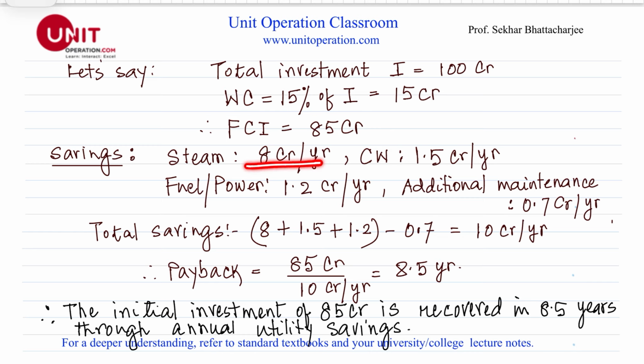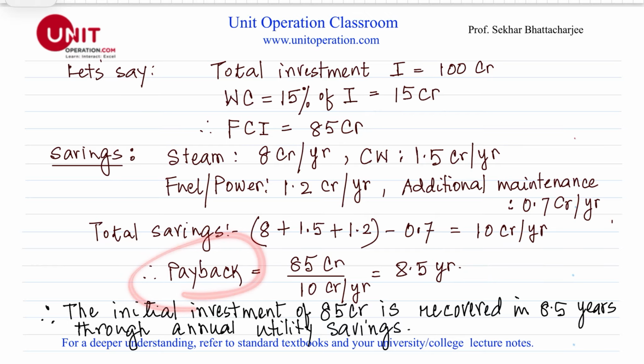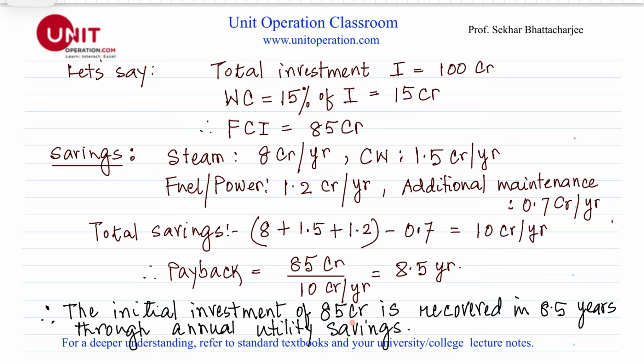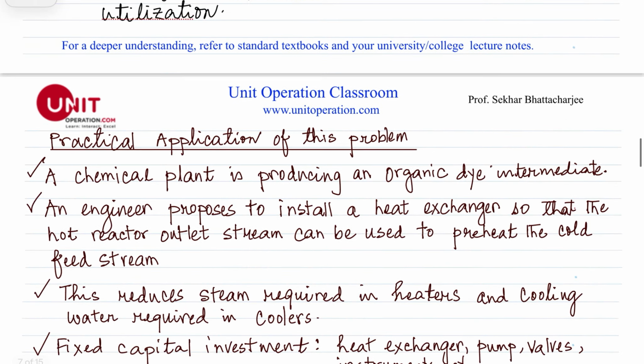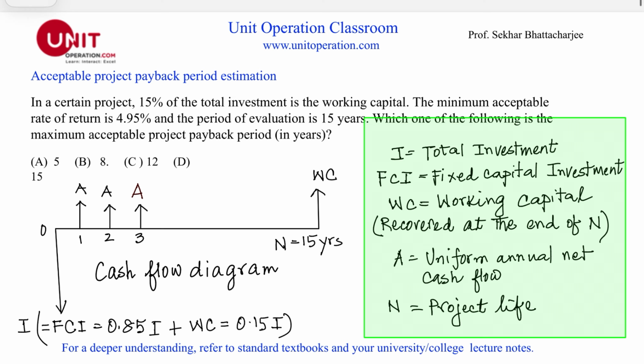Let's say the steam saving would be 8 crore per year. Cooling water savings would be 1.5 crore per year. Fuel power saving is 1.2 crore per year, but we have to add additional maintenance for maintaining that heat exchanger, which is 0.7 crore per year. So the total saving would be this minus this, because that's what we have to spend: 10 crore per year. So the payback would be 85 crores divided by 10 crores per year, that's 8.5 years. So the initial investment of 85 crore is recovered in 8.5 years from annual utility savings. This is just an example. So again, going back here, the correct option that we discussed is 8 years. So option B is the correct option.